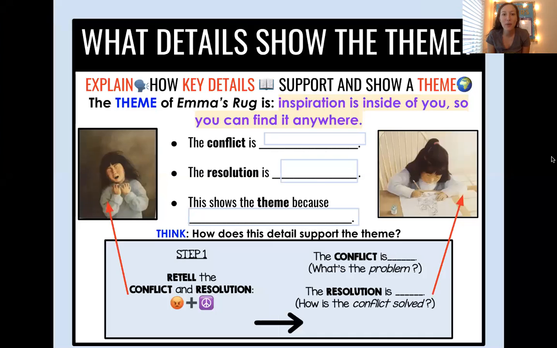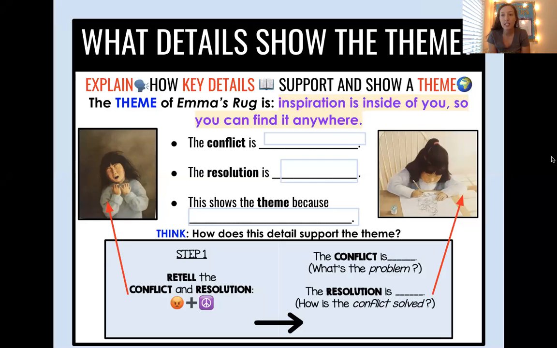Alrighty, friends, so we are going to now look at steps 1 and 2 of our thinking steps for theme. If we forget what the theme is, we have it at the very top in purple. The theme of Emma's Rug is inspiration is inside of you, so you can find it anywhere. And we want to show how key details support this theme.